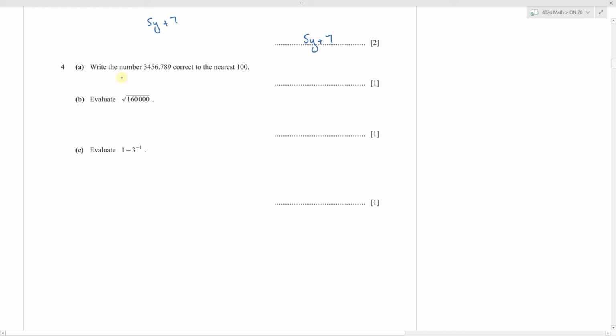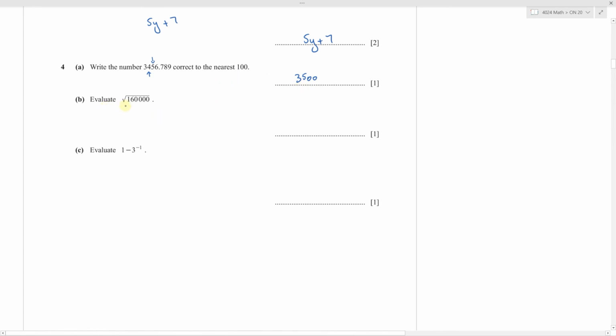Question number 4 is write the number 3456.789 correct to the nearest 100. So this is your 100th value, and if you look at this next value here, which is 5, that means I will have to round this 4 up to 5 since this value is 5. So this will become 3500, correct to the nearest 100.